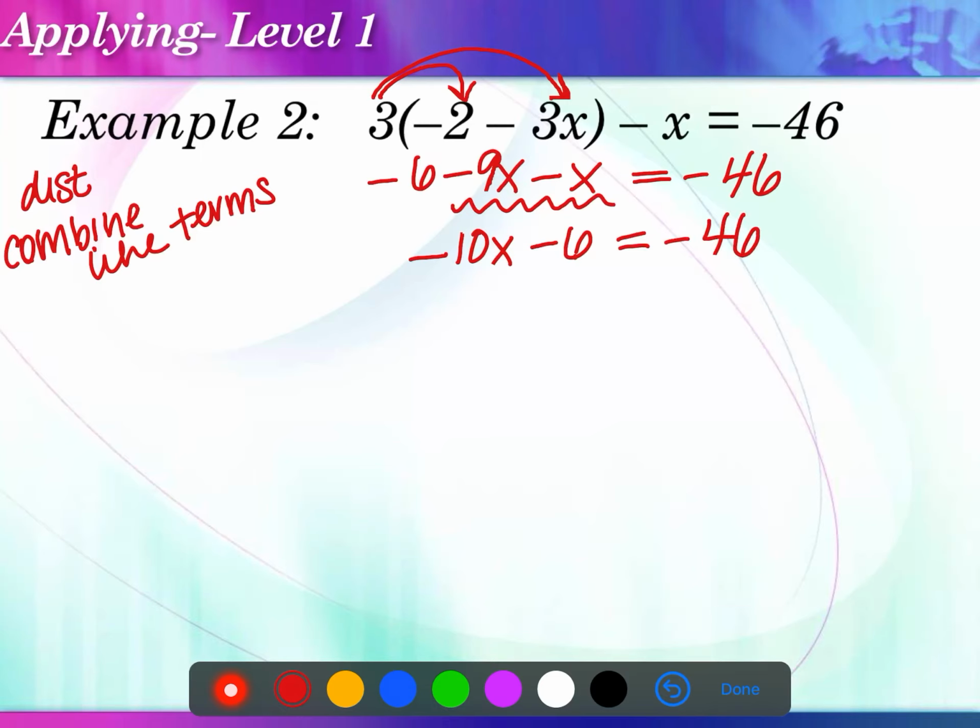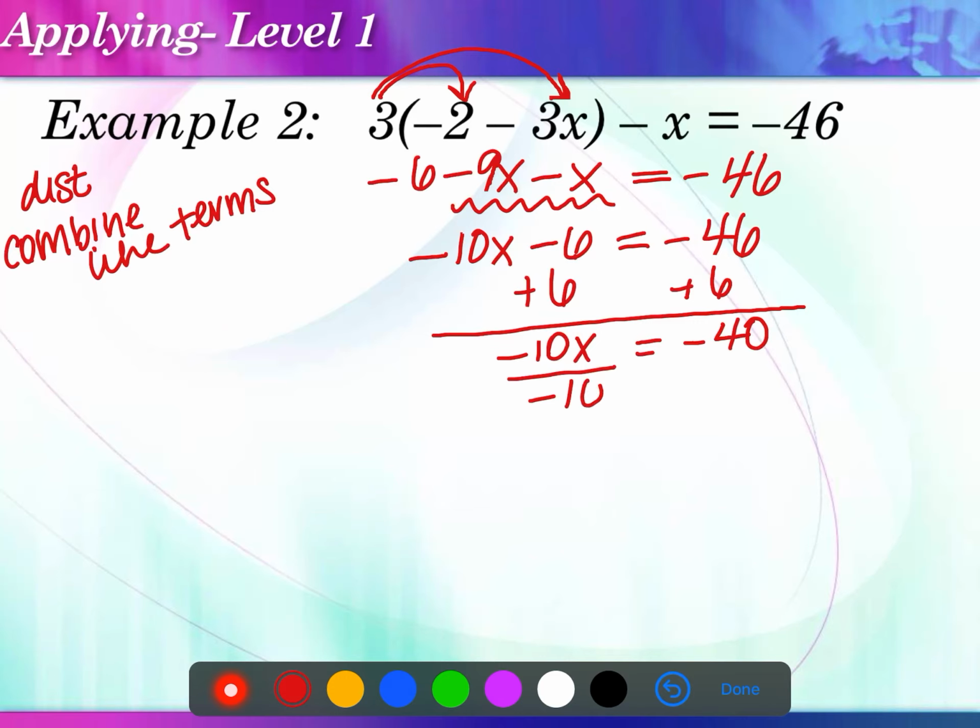All right, now we're ready to solve. We're going to use opposite operations. So I'm going to add 6 to both sides. And now divide by negative 10.